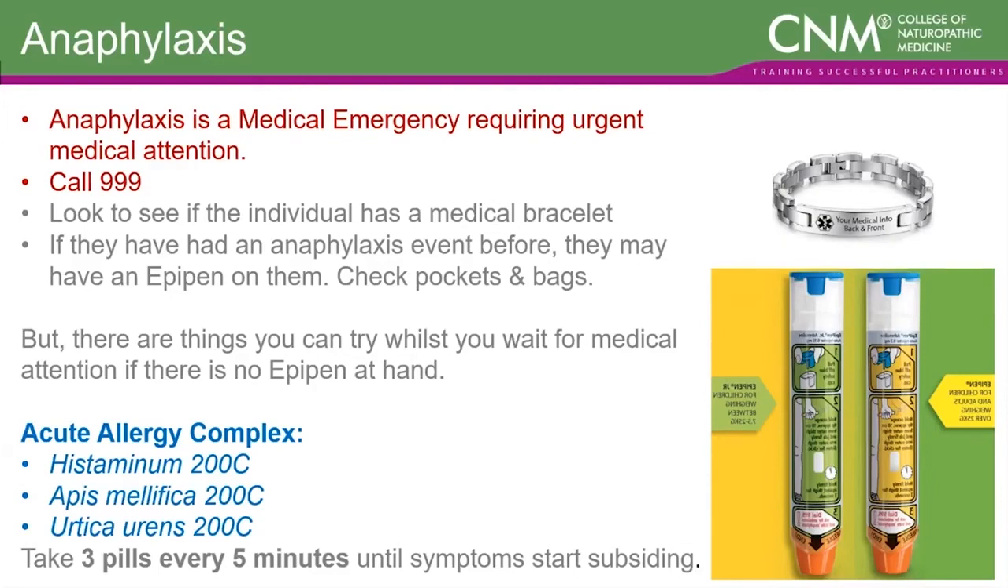So this allergy complex has histaminum 200C, Apis mellifica 200C, and urticurans 200C. Now, if you contact the homeopathic pharmacies, which I mentioned a little bit later on, you can ask them to include all three of these items in one complex. So it's nice and easy for you to take. And so in these events, you'd be taking 3 pills every 5 minutes until the symptoms start subsiding.